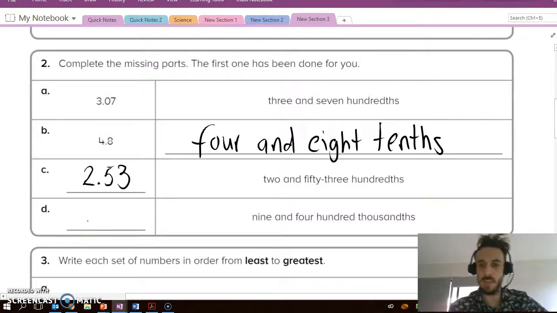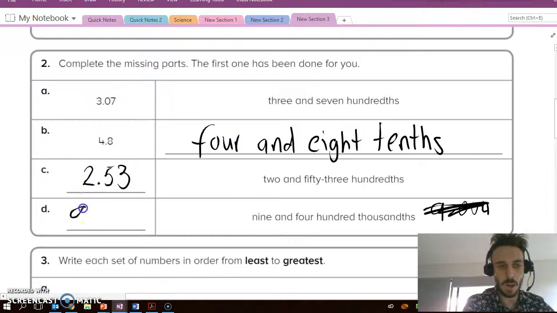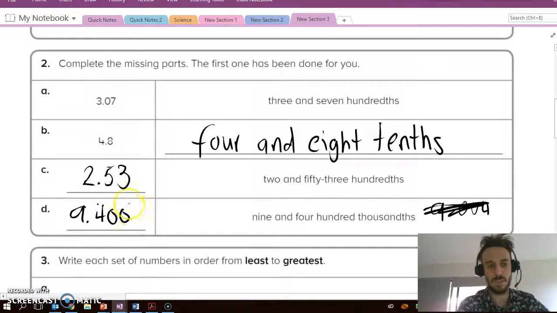People get a little bit confused here. I think people will be tempted to write this. So they'll think, oh, I've got 4 there, that's in the thousandths. No. You've got to go 9 wholes and 400 thousandths. Because remember, if this is the thousandth column, we read that as 400 thousandths.